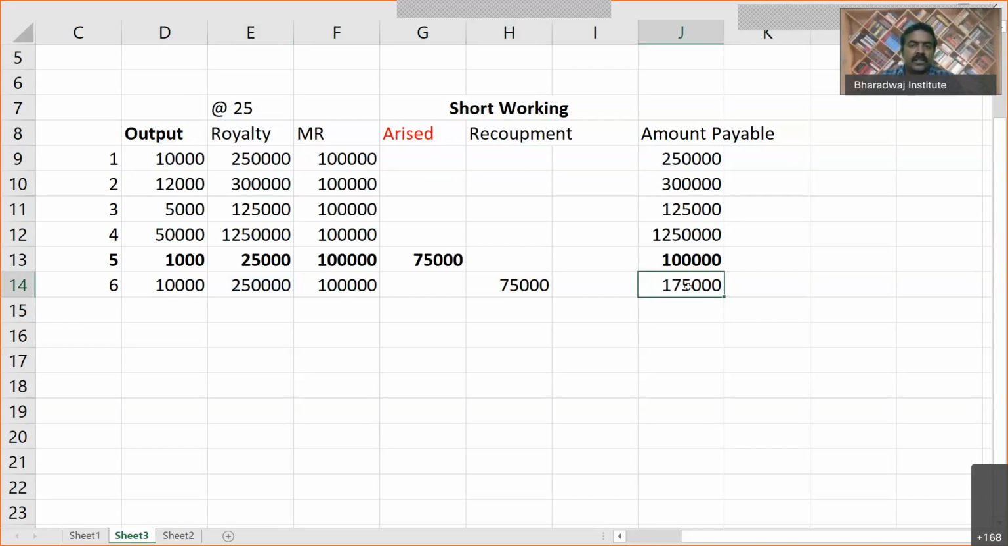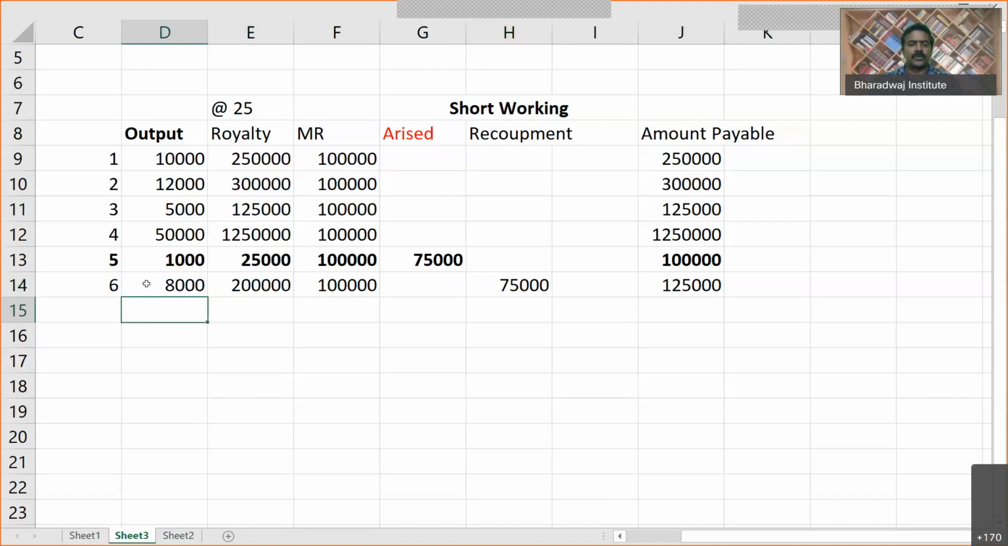This can be done only as per the agreement. If the agreement is not providing for it, then you cannot adjust; you have to pay the full 2,50,000. If the agreement allows, then you can go for recovery of short workings. Suppose the production is only 8,000 units.